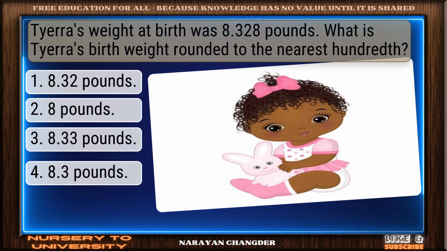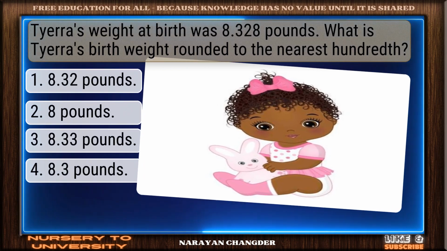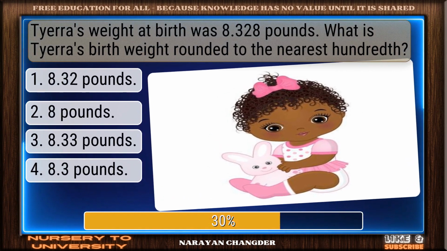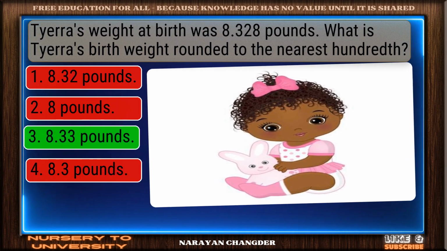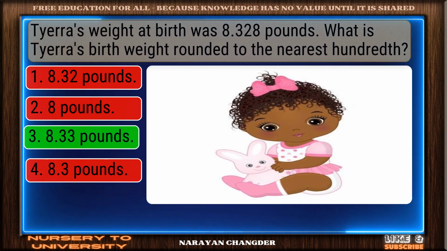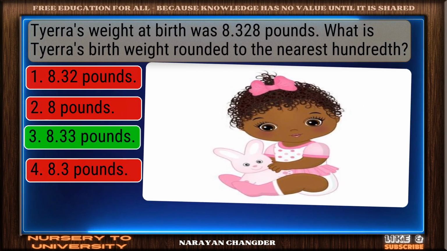Tara's weight at birth was 8.328 pounds. What is Tara's birth weight rounded to the nearest hundredth? Excellent choice. 8.33 pounds is the right answer.